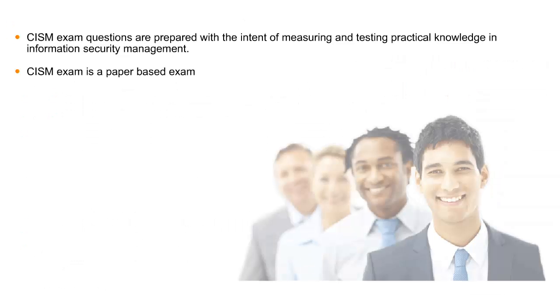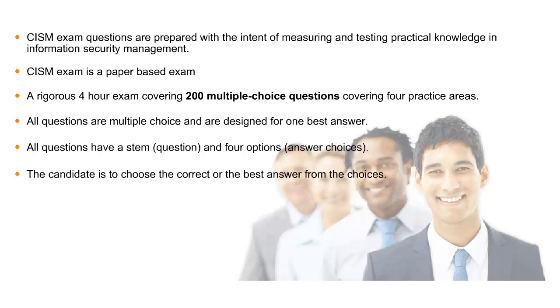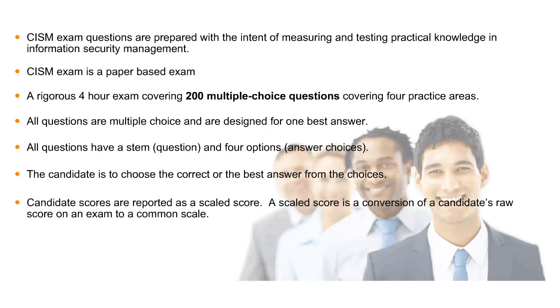The CISM exam is a paper-based exam, and questions are prepared with the intent of measuring and testing practical knowledge in information security management. It is a rigorous 4-hour exam with over 200 multiple-choice questions, covering 4 practice areas. All questions are multiple choice with 4 options and are designed for one best answer. The candidate is to choose the correct or the best answer from the choices. The candidate's scores are reported as a scaled score, which is a conversion of a candidate's raw score on an exam to a common scale.